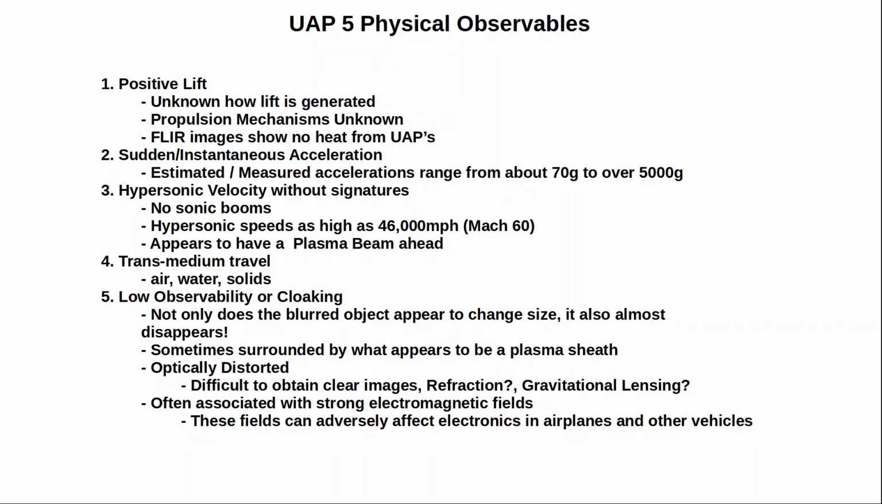Number 4 is trans-medium travel through air, water, solids, like mountains. And number 5, it has low observability or cloaking. Not only does a blurred object appear to change size, it also almost disappears, sometimes surrounded by what appears to be a plasma sheath. And it can be optically distorted, difficult to obtain clear images, refraction, gravitational lensing, and often associated with strong electromagnetic fields. These fields can adversely affect electronics in airplanes and other vehicles. So this paper will address every single one of these as we go through it.